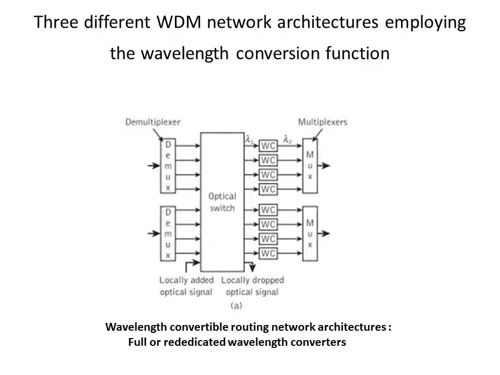In this first diagram, the wavelength convertible routing network architecture, there is a full or dedicated wavelength converter. So each and every channel has a wavelength converter. Whatever the wavelength at the input, it will be converted to the other wavelength. Later it will be multiplexed, and the multiplexed signal will be transmitted. So this is one of the convertible networks. But sometimes each and every channel is not required to convert the wavelength into the other wavelength, because it is not required sometimes.